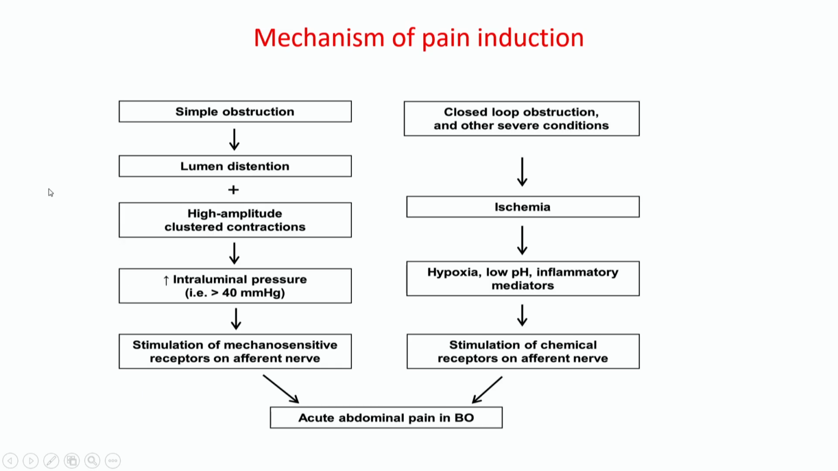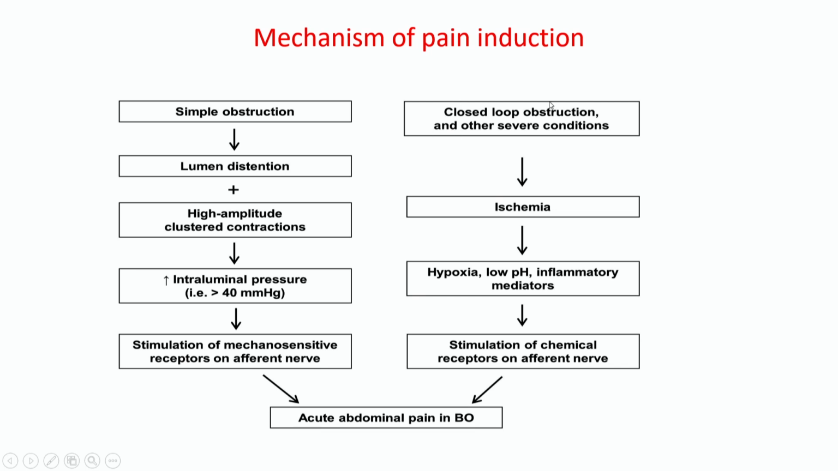This slide shows the mechanism of pain induction. Simple obstruction: lumen distension, high amplitude, intraluminal pressure goes high, stimulation of mechanosensitive receptors on afferent nerves, and acute abdominal pain. I mean, you find pain, but there is a big biochemical and physiological mechanism behind it. So if you intervene at any of these steps, pain management will be there.